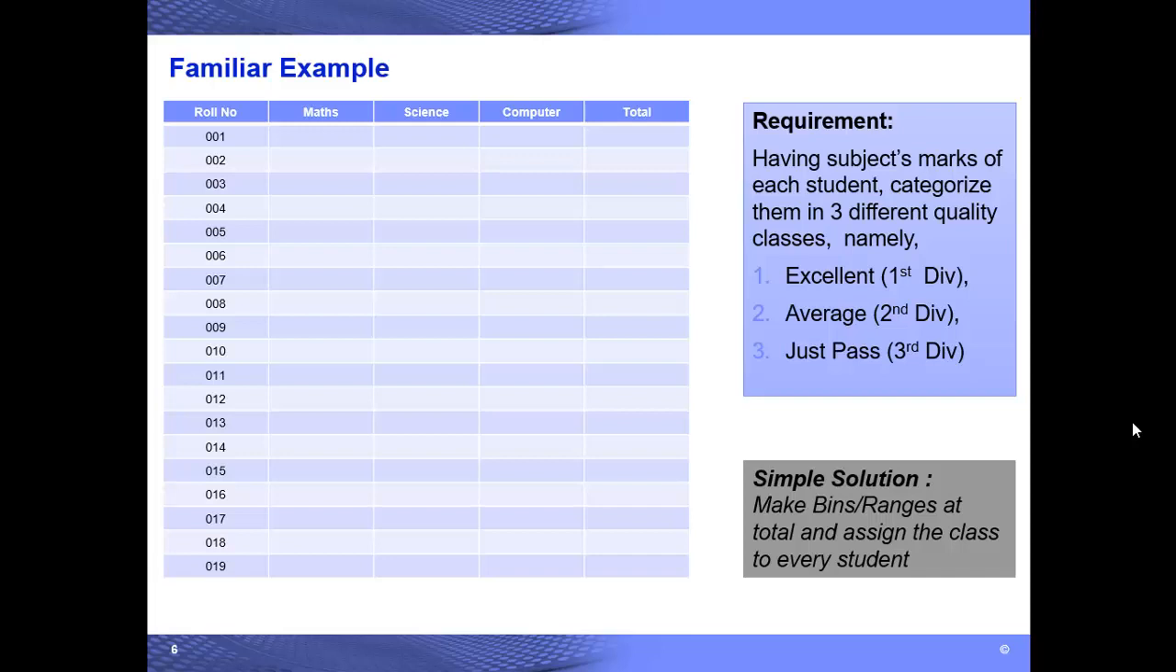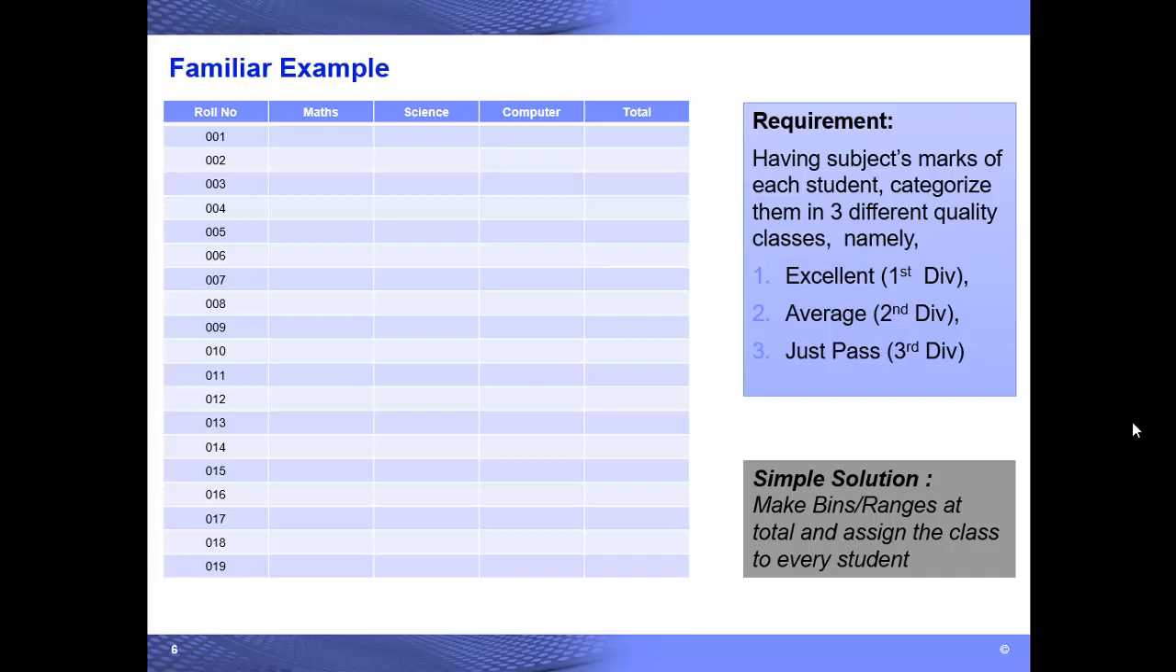This year also they got one batch of 10th pass out, and there are some students. Again, they have the students' math, science, and computer marks, and they want to take a decision whether each of the current batch students will come in excellent, average, or just pass. So they want to label them also.